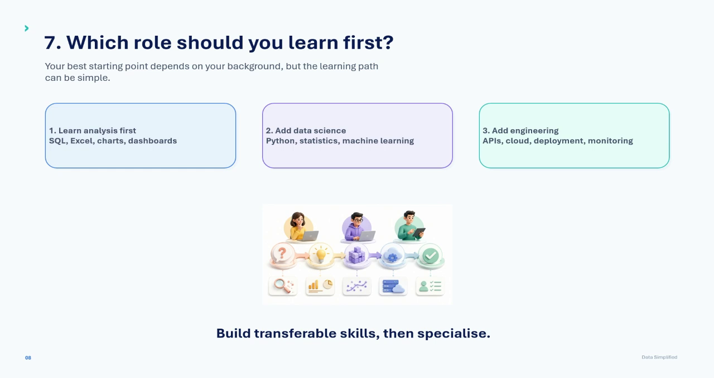So, which role should you learn first? Your background and interests matter a lot, but the learning path can remain simple. Start with analysis: learn spreadsheets, SQL, data cleaning, charts, dashboards, and how to explain what the data shows. Then add data science skills, including Python, statistics, feature preparation, and machine learning. After that, add engineering skills such as APIs, cloud services, deployment, monitoring, and automation. This does not mean everyone must become a machine learning engineer. Build transferable skills first, then specialize in the role that matches the problem you enjoy solving.